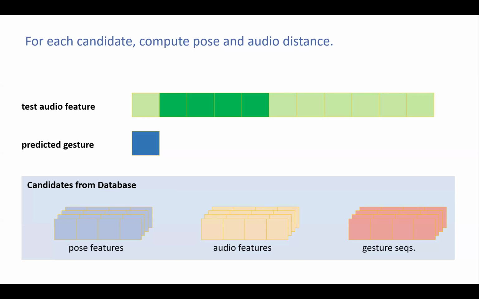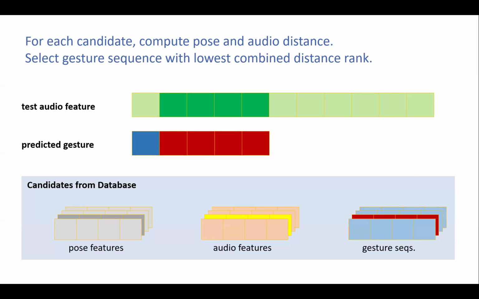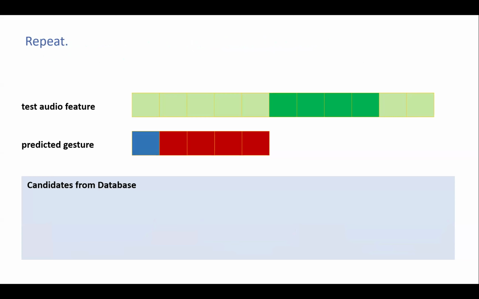Then for each candidate, we compute a pose and an audio distance. So each of these end candidates, we look at their distance based on audio match and based on pose match. And then we select the one that has the lowest total rank. So if something comes first in audio but comes 20th on pose, that's going to be a bad match, but something that comes second and third is going to be a good overall match and becomes the candidate that we use. And then we simply take that candidate, we concatenate it to our output, and then we repeat for the next audio sequence. And we go through like that.